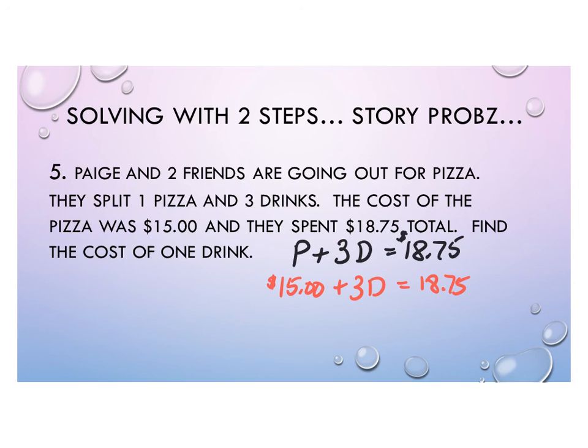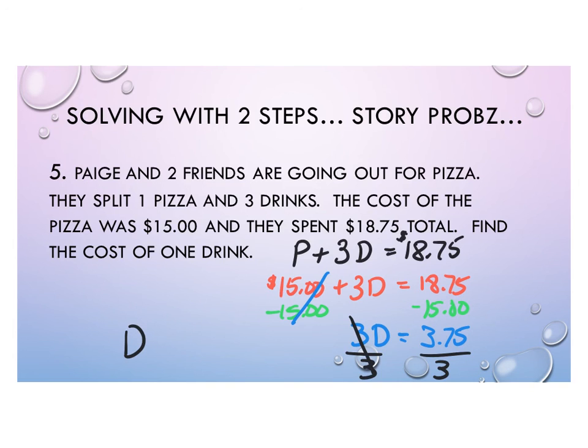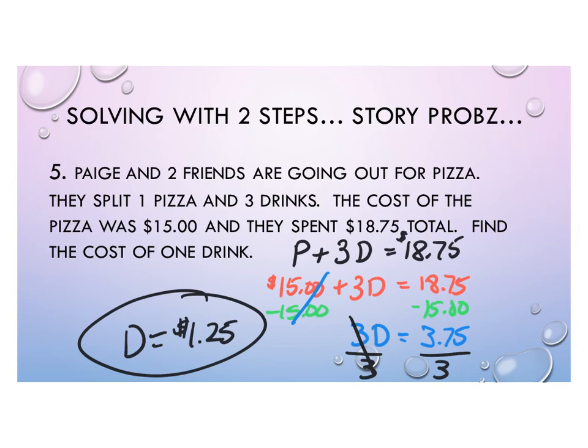From here, we just move the cost of the pizza over to the other side using the subtraction property of equality. Those cancel out, and we end up with 3D equals, well, 1875 minus 15 is 375. And to solve this, we just have to do what to both sides? We have to divide by 3. So D is going to equal 375 divided by 3, and I know that is 125. The cost of 1 drink is 125. So there you go.